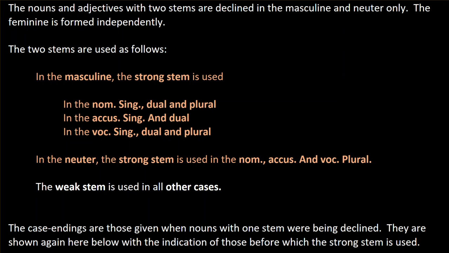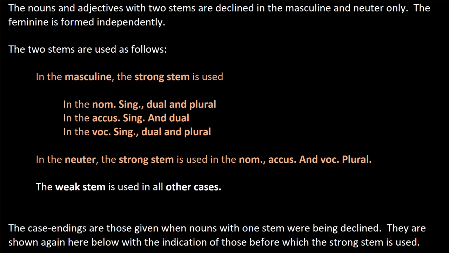One is a strong stem, and one is a weak stem. In the masculine, the strong stem is used in the nominative singular, dual, and plural; in the accusative case, the singular and dual number; and in the vocative singular, dual, and plural. In the neuter, the strong stem is used in the nominative, accusative, and vocative plural cases.